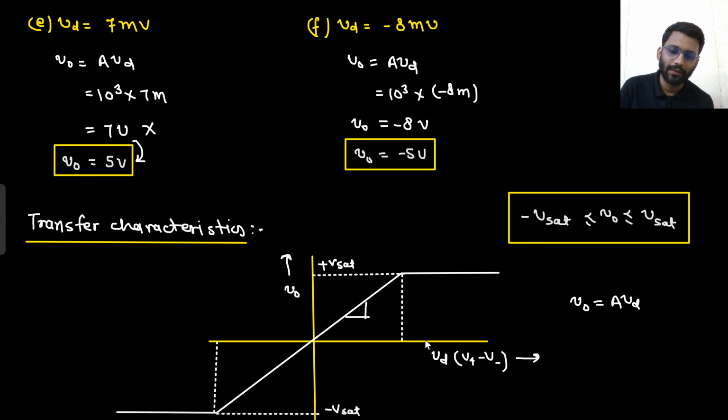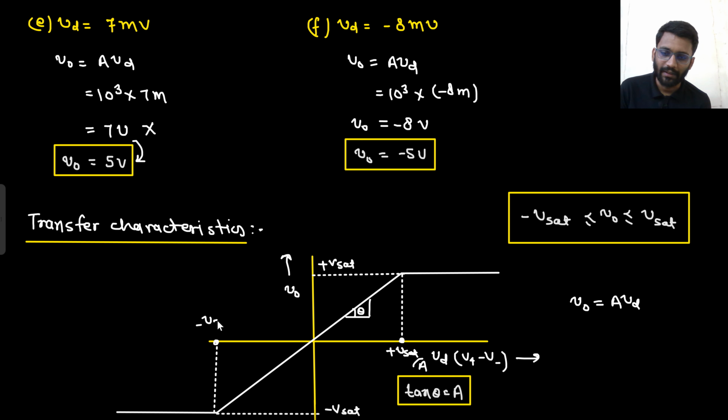And what is this slope? What does this slope represent? The slope represents the gain, that is equal to A. Well and good. Now what will be this value? What will be this value? This value will be plus V sat by A, and this value will be minus V sat by A, right? Plus V sat by A. How is it plus V sat by A?